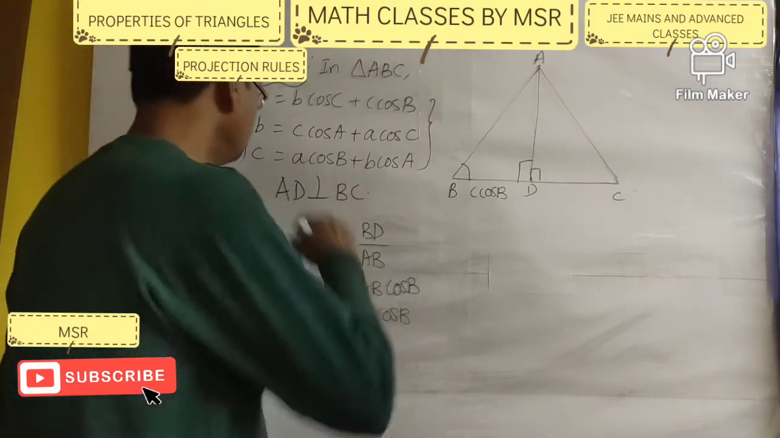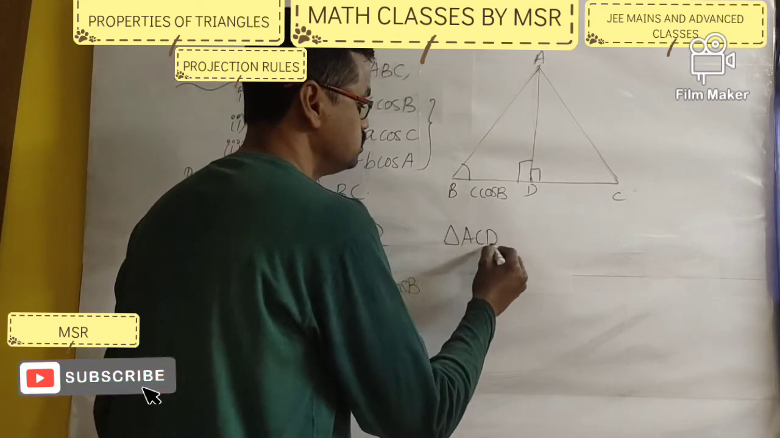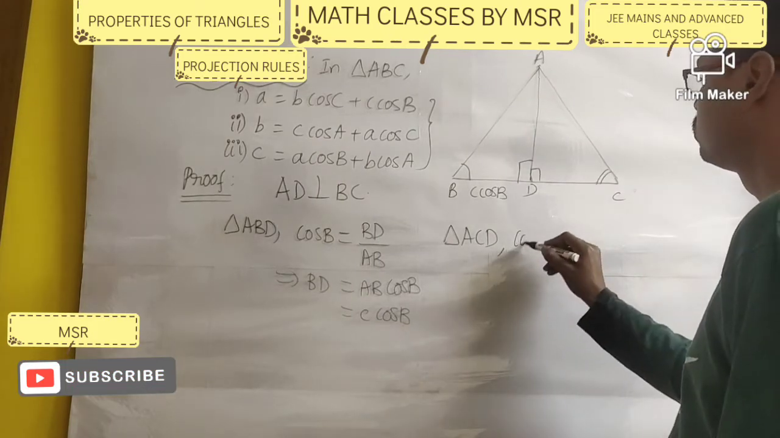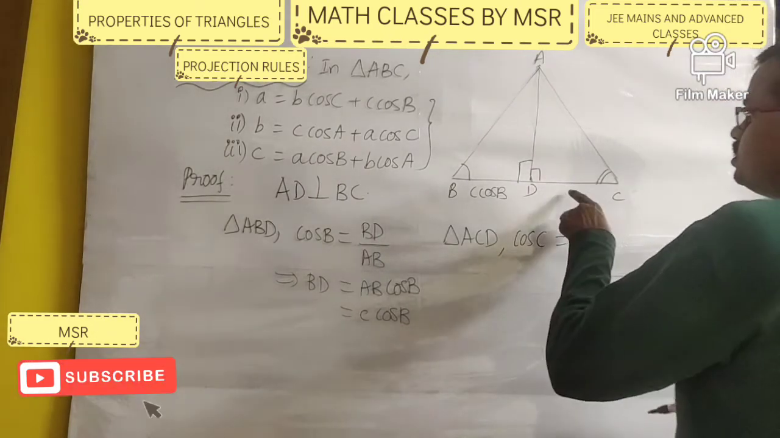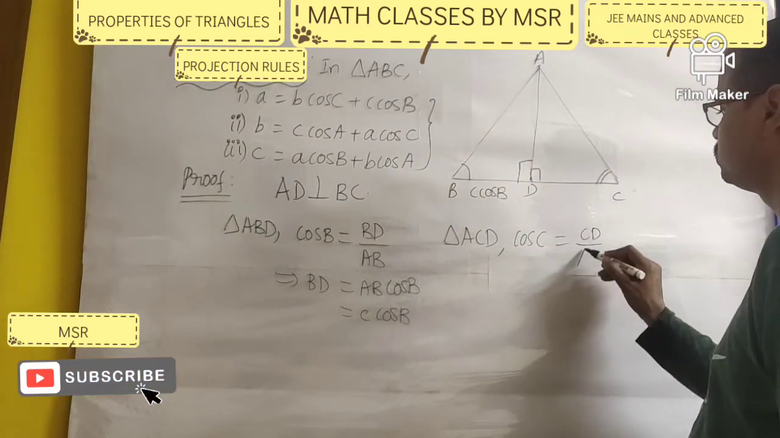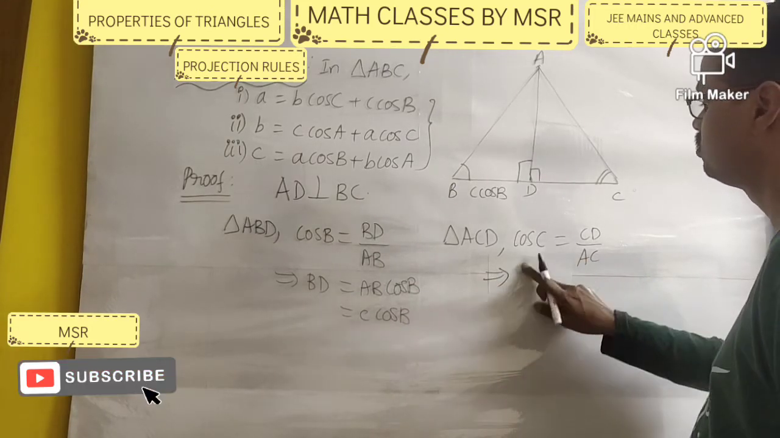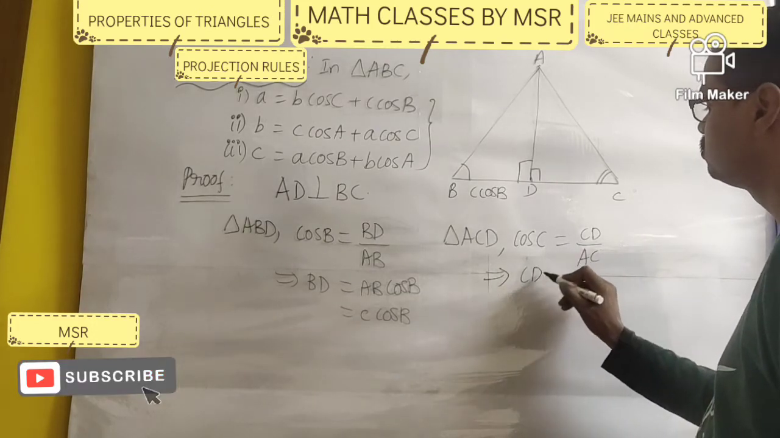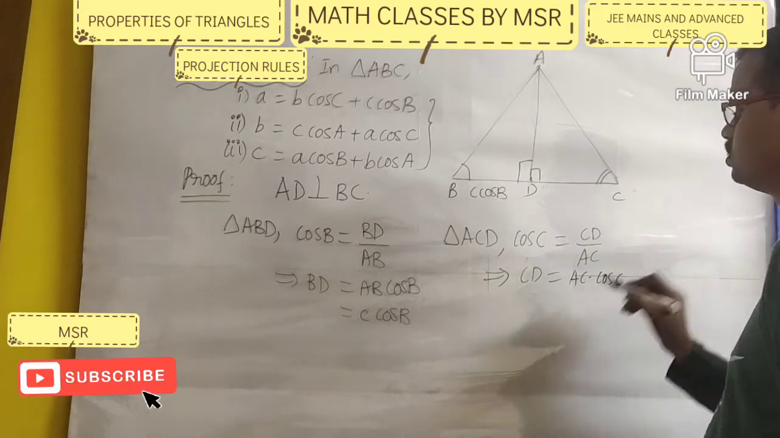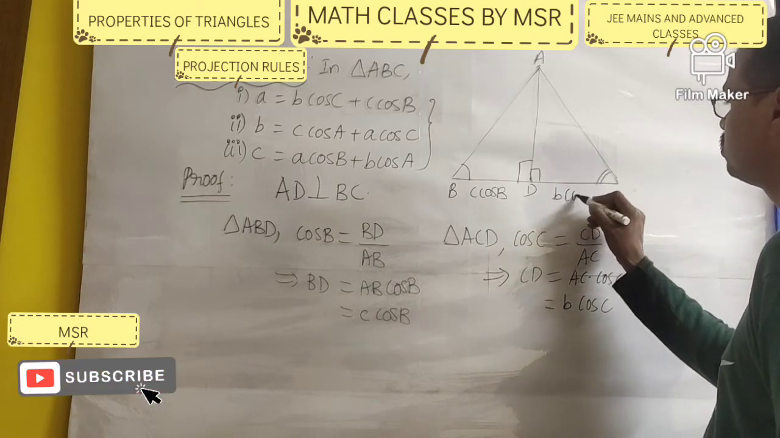Now we consider triangle ACD. From triangle ACD, find cos C. Cos C is adjacent side by hypotenuse. The adjacent side is CD, and the hypotenuse is AC. From this, CD is equal to AC into cos C. AC is nothing but b, so CD is b cos C. So we got the CD length.